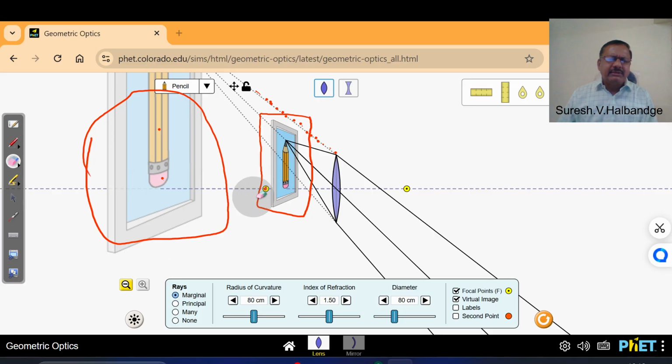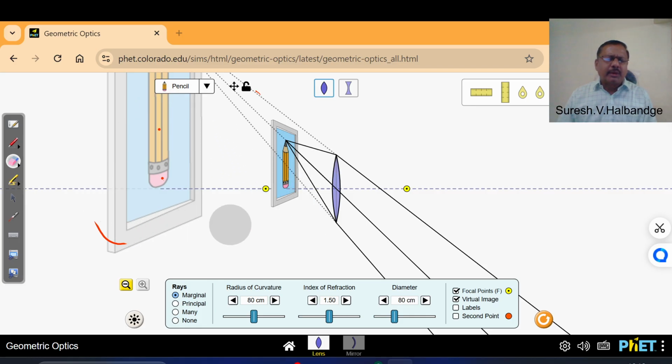And how is this image? This image is on the same side of the object or biconvex lens. This image is not real, so it is called the virtual image. So the image formed is virtual, erect, magnified, and on the same side of the object.